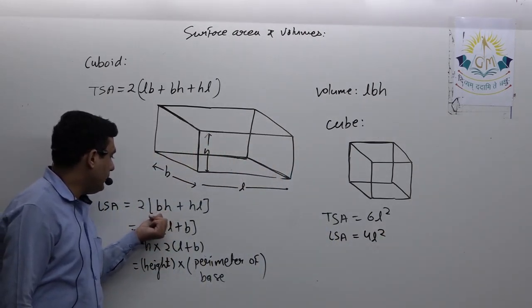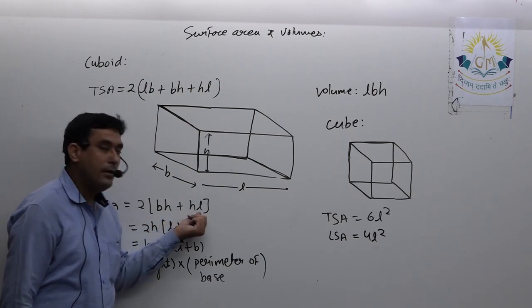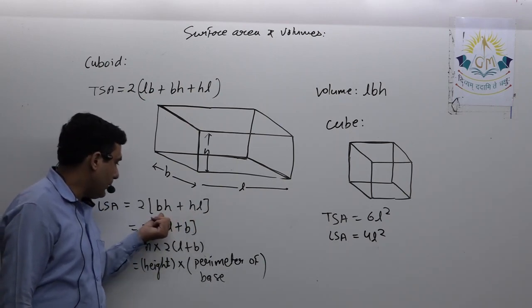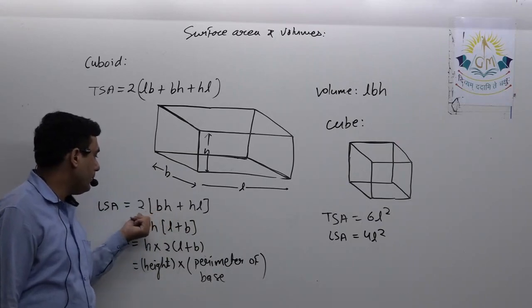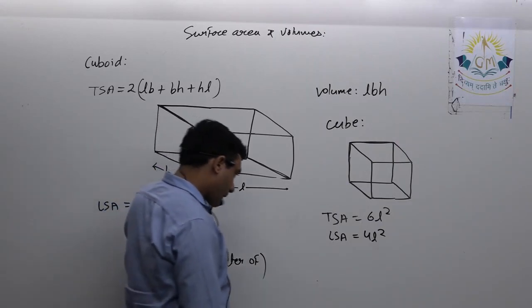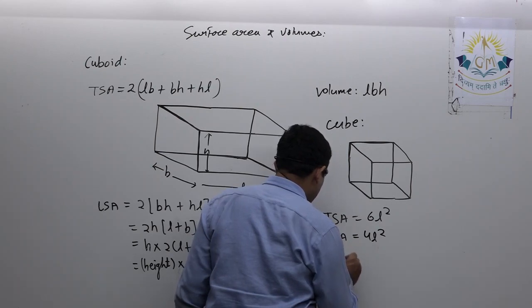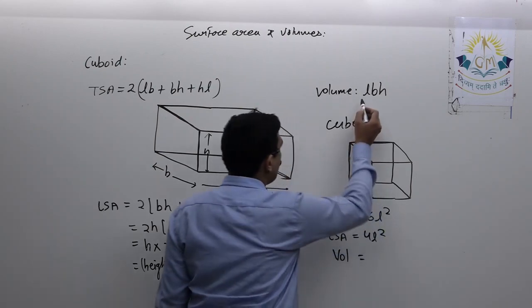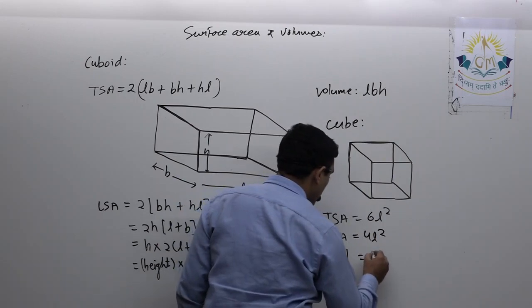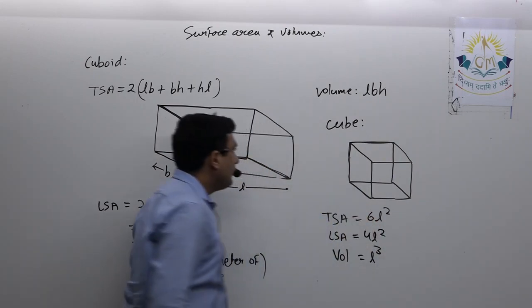Now here L into L, L square, L into L, L square. L square plus L square, 2L square into 2, that is 4L square. Now TSA, LSA. Now volume, here it is L into L into L. So you will get L cube. So this is the volume.